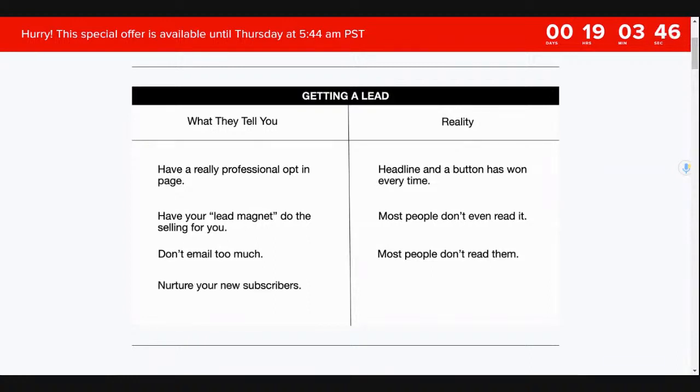And here's another one. If someone gets on your list, you've got to nurture them, right? You want to nurture them. Give them content. Send them a lot of content first by email. No. Dumbest thing ever. They're opting in as a lead because you have the solution to a problem. They want that problem solved yesterday. Offer your solution immediately.